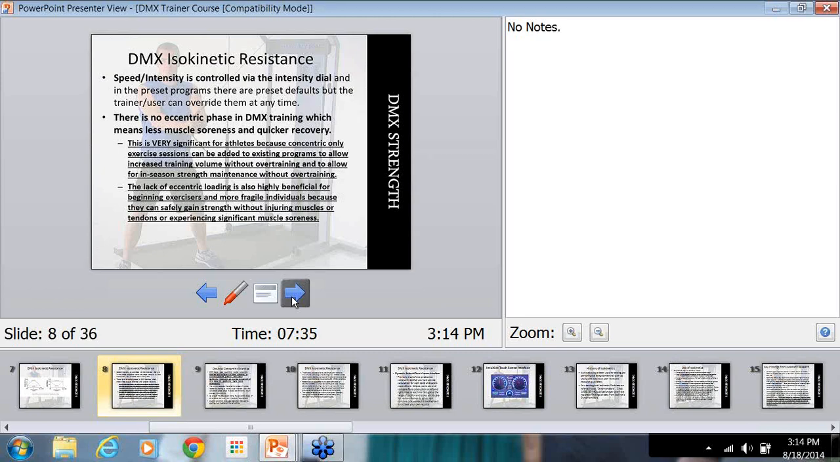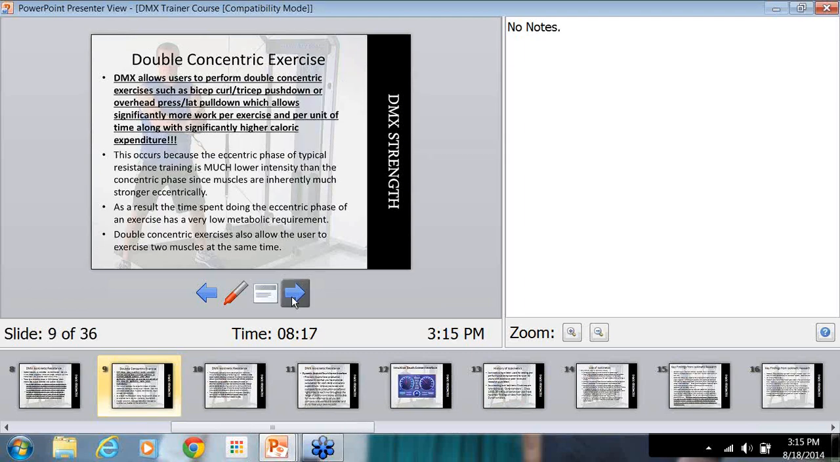And we're already doing things like this in athletic training. Whenever you push a sled, if you've seen sleds that people are pushing and pulling, in essence, they're really concentric dominant. There may be a slight eccentric phase, but they're almost purely concentric. So you can work very hard, but in terms of the muscle damage and the recovery, it allows you to work more frequently, harder, and still recover. So there's a real advantage using that at the right time within the training cycle for just about everyone. The lack of eccentric loading is also highly beneficial for beginning exercisers and more fragile individuals, because you're going to safely gain strength without injuring muscles or tendons or experiencing any significant soreness. So some big advantages to that.